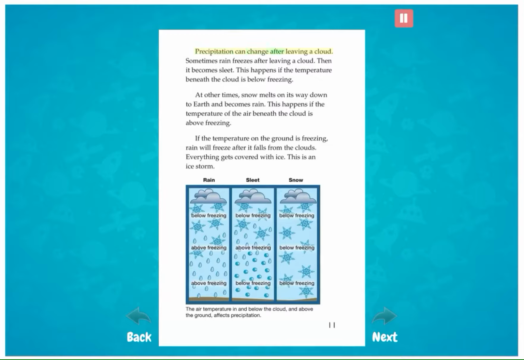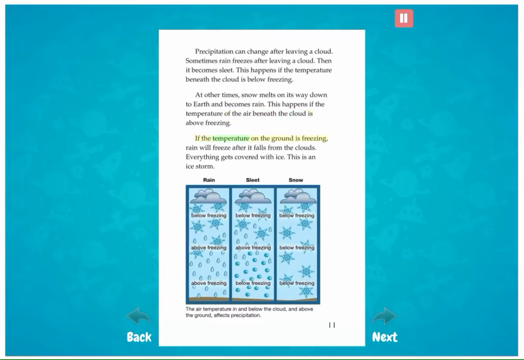Precipitation can change after leaving a cloud. Sometimes rain freezes after leaving a cloud. Then it becomes sleet. This happens if the temperature beneath the cloud is below freezing. At other times, snow melts on its way down to earth and becomes rain. This happens if the temperature of the air beneath the cloud is above freezing.